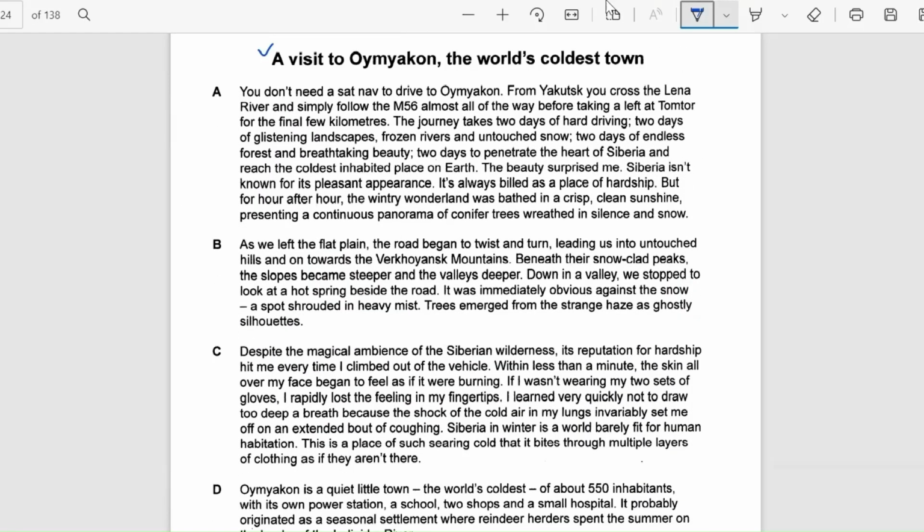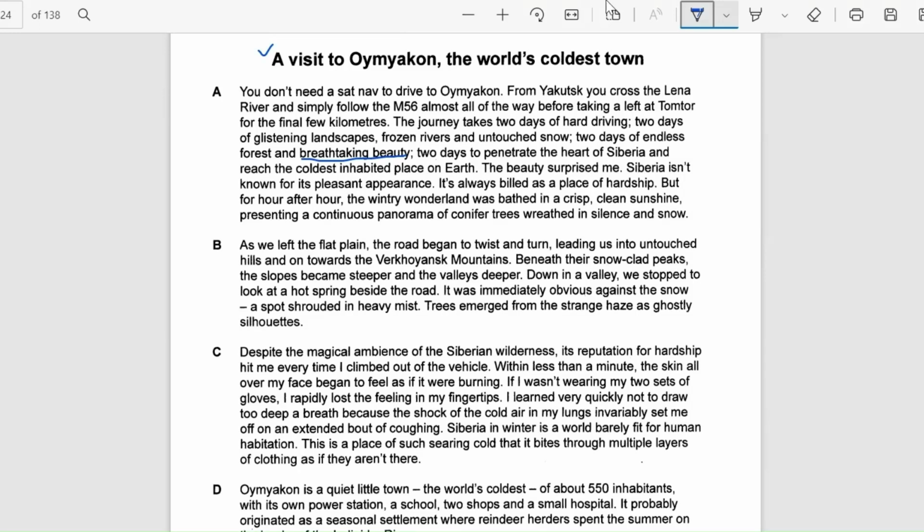So this is my passage. And when you read paragraph A, what you see is you don't need something to drive to this particular place, and the journey, how hard it is, and the duration of the journey is 2 days. And what was seen was glistening landscape, frozen rivers, and untouched snow, which is all talking about how cold this place is. And it's also saying how beautiful this place is. That is another thing, breathtaking beauty it is talking about, right?